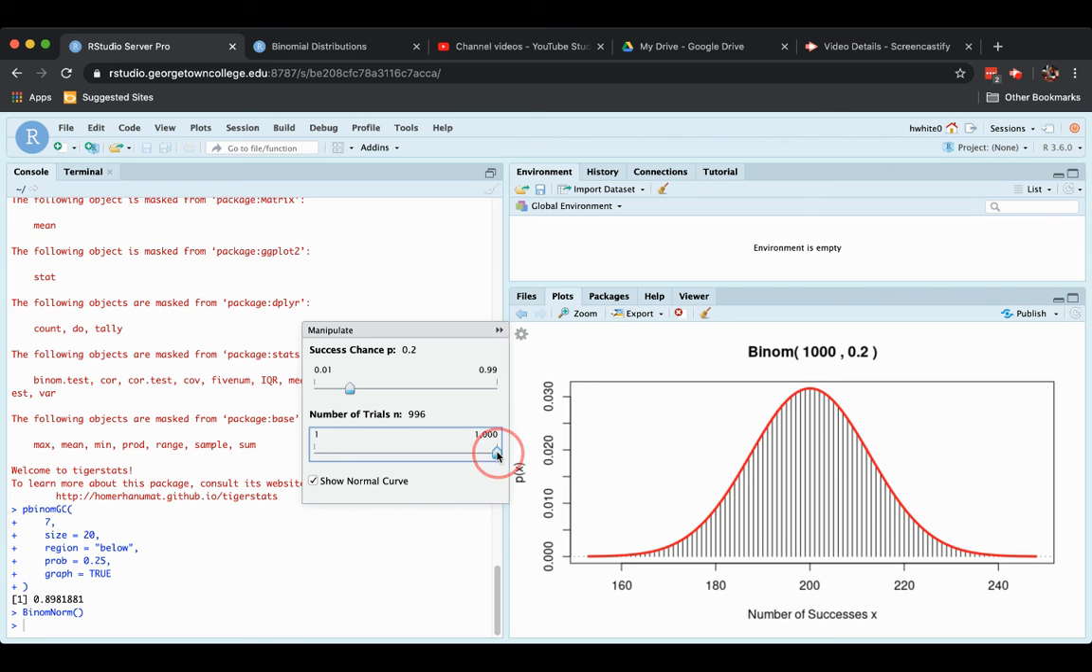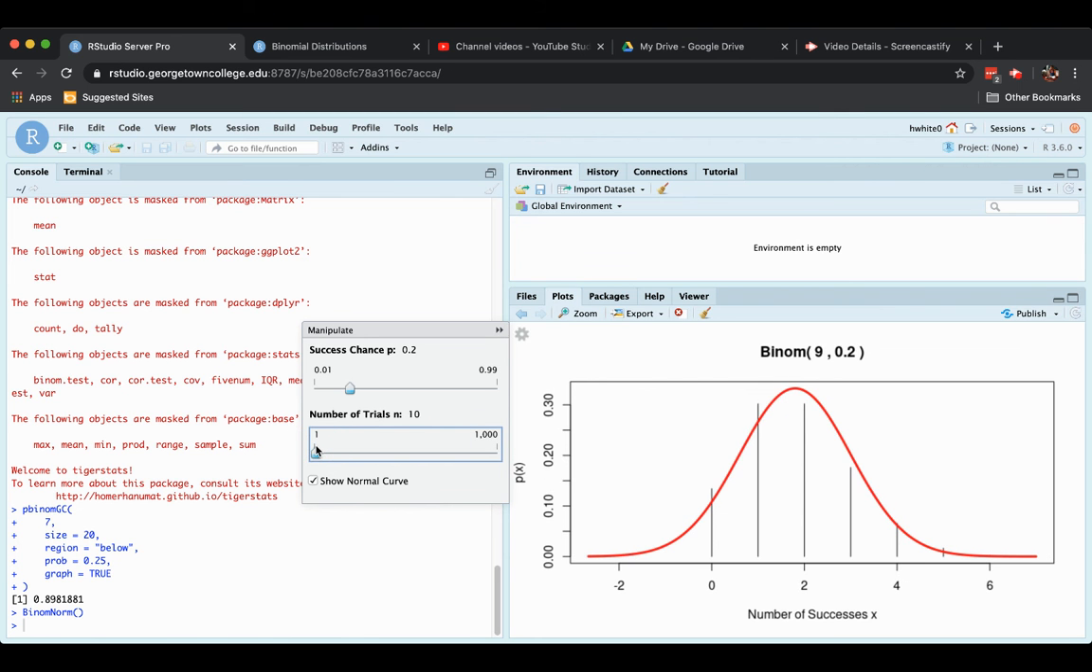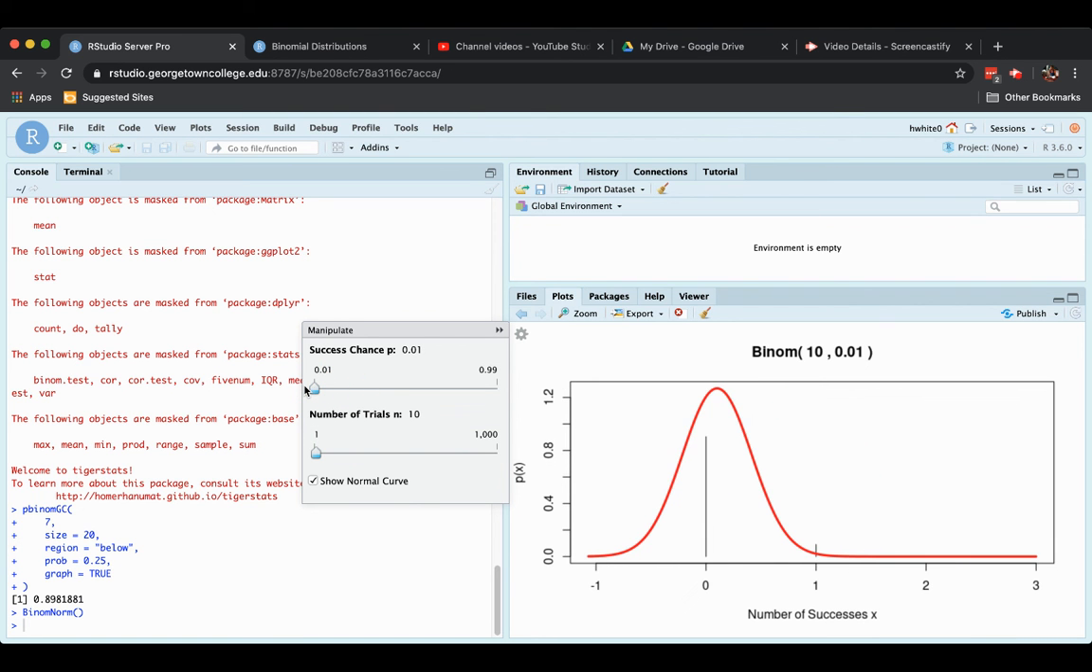Let's move it back to a small number of trials. How about, say, just 10 trials? And let's move the chance of success way down to 0.01. That's a super skewed to the right binomial distribution. Looks like over a 90% chance to have no successes in your 10 trials, and a little chance of having one success, practically no chance of 2 or 3 successes. Very different from a normal curve.